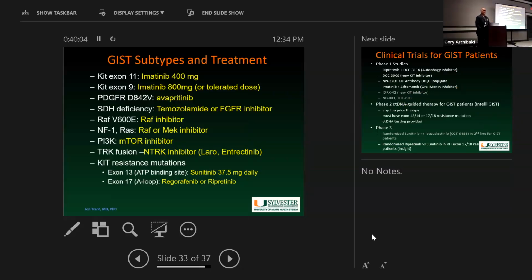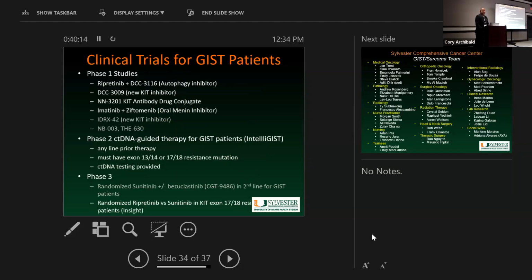So from these approaches, using our knowledge of molecular biology, mutation testing, ctDNA, we know that GIST subtypes can be associated with rational therapeutic approaches. And this is the paradigm that we use mostly. But what's next? There are a lot of clinical trials for GIST patients right now. We can all remember in the past when there weren't any. So it's a very exciting time for GIST patients. These are some of the trials.